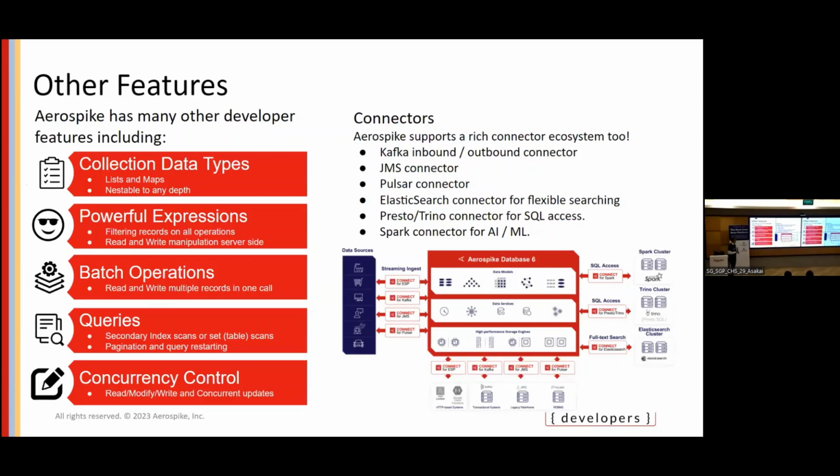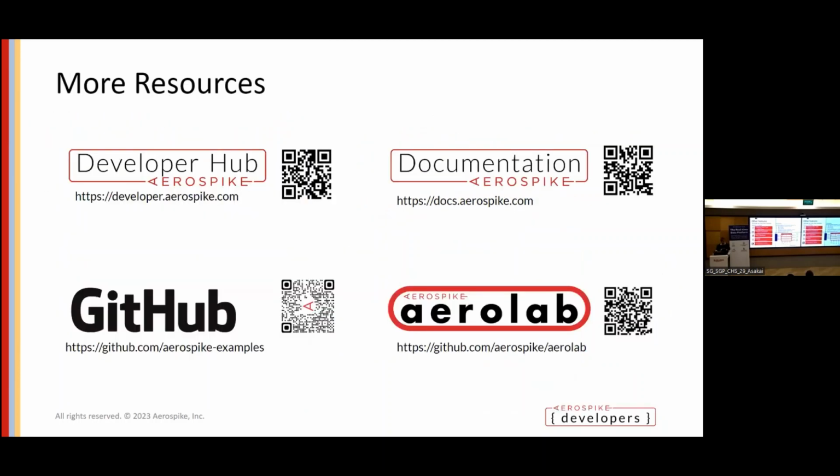And other features that we have are collection data types. Like I told, we have powerful expressions. You can use expressions to query your data in Aerospike. Batch operations. Of course, you have to use batch operations, isn't it? Especially when you're writing multiple reads or multiple writes to the SSD. We do have querying and concurrency control also. And of course we have a set of supported connectors, be it Kafka, Elasticsearch, JMS, anywhere. That's where you can get more resources. And I'll hand over to my colleague.